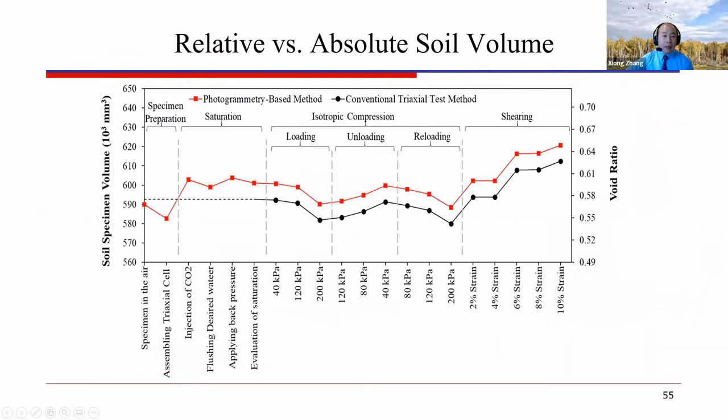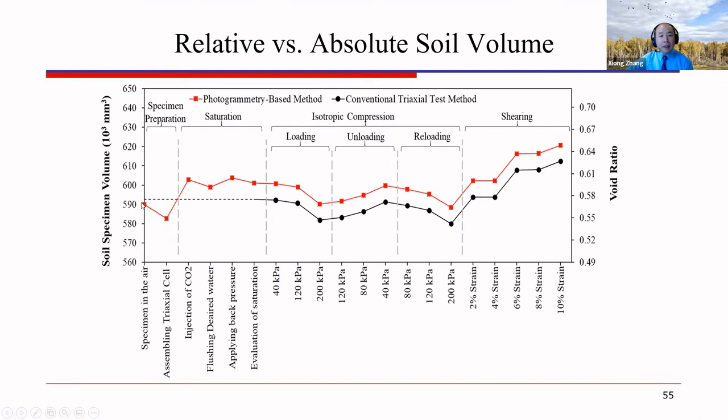As you can see, conventionally, we do the measurements when the soil is in the air, and then assume there's no change during the installation process. Once we start the test, we measure the amount of water flowing out of the soil to get the volume measurements, right? Relative to the initial point. But the problem is if the initial measurement is wrong, all the rest of the data is wrong, right?